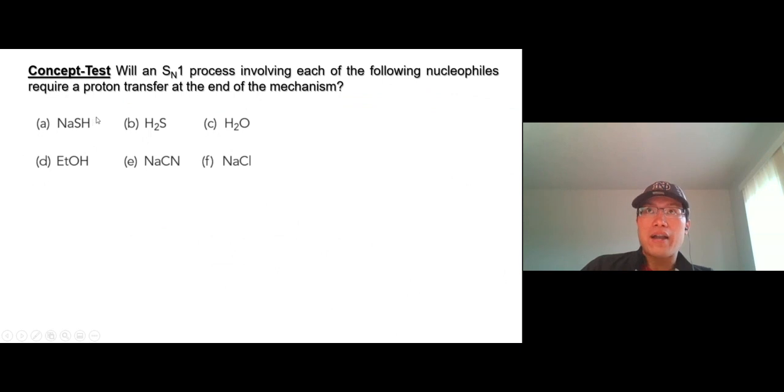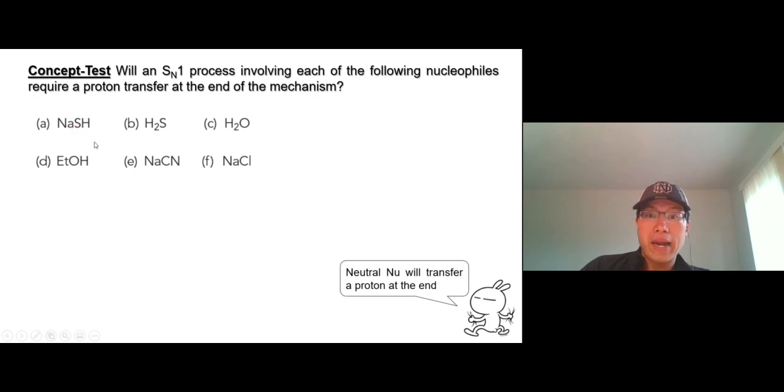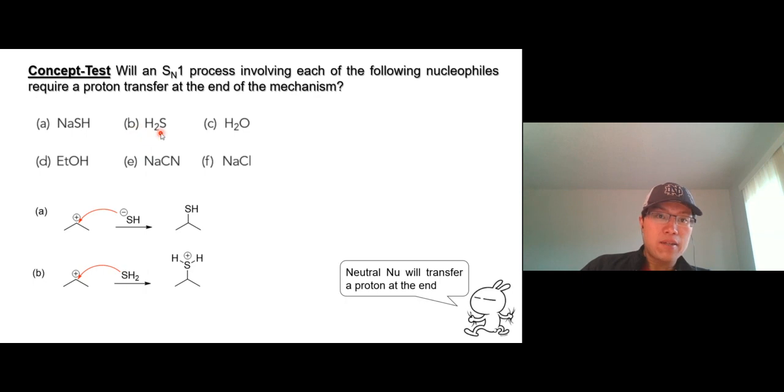But how do you know? Well, if you see a neutral nucleophile, that's when you have to do a proton transfer at the end. And here's the reason why. Look at A. The nucleophile is not neutral. Sulfide is sulfur minus. A negatively charged nucleophile attacks and becomes neutral. So the charge is lowered by 1, right? Decreases by 1. But if you started with a neutral nucleophile, which is in B, dihydrogen sulfide, which is a neutral, after nucleophilic attack, it will become positively charged. Every attack, the charge of the nucleophile goes up by 1.